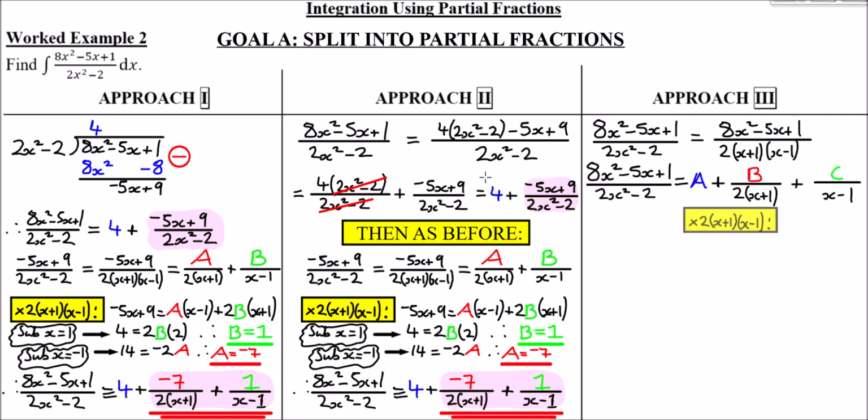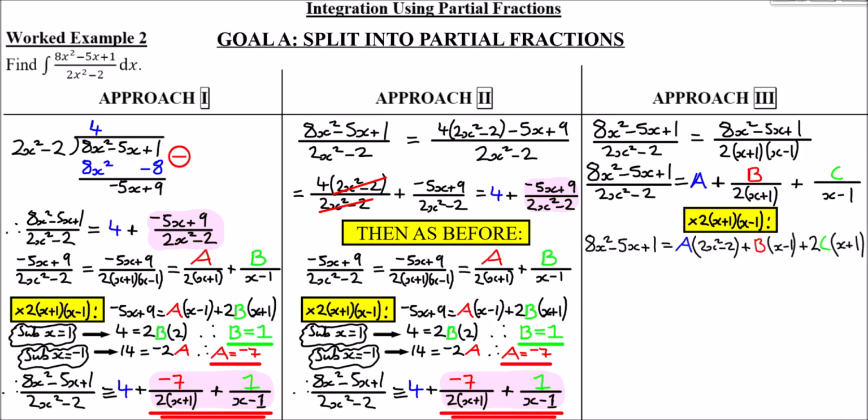So first of all, if we multiply everything by this denominator, so by 2x squared minus 2, or equivalently 2 lots of x plus 1, x minus 1, we'd arrive at this step. 8x squared minus 5x plus 1 equals a multiplied by 2x squared minus 2 plus b multiplied by x minus 1 plus 2 lots of c multiplied by x plus 1. So now we can just tactically look, compare and contrast to work out what each of a, b and c are.